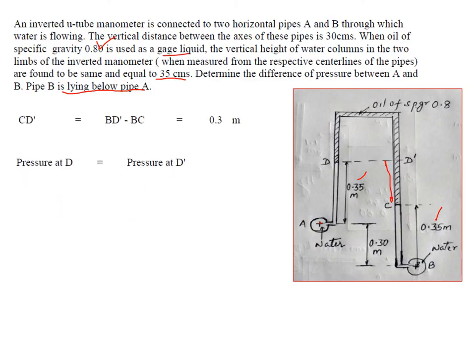Now pressure at D should be equal to pressure at D dash. So pressure at D is PA minus 9.81 into 0.35. Similarly, pressure at D is PB minus 9.81 into 0.35, and CD is 0.3, but it is oil, so minus 0.8 into 9.81 into 0.3. Now solving for PA minus PB, we will get minus 2.354 kilonewton per meter square. Therefore the pressure at B is more than pressure at A. You can also write PB minus PA as plus 2.354 kilonewton per meter square.